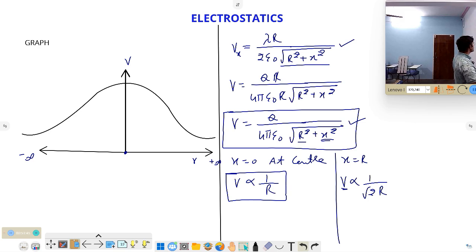So in this case, what happens? The potential changes as the distance changes. That means at the center, the potential value will be maximum. As the distance increases, the potential value decreases. The potential decreases up to infinity on both sides. This is the concept of this graph that we need to understand here.